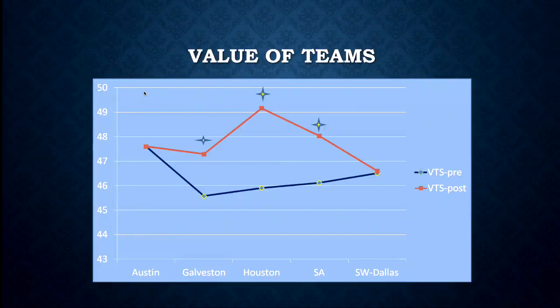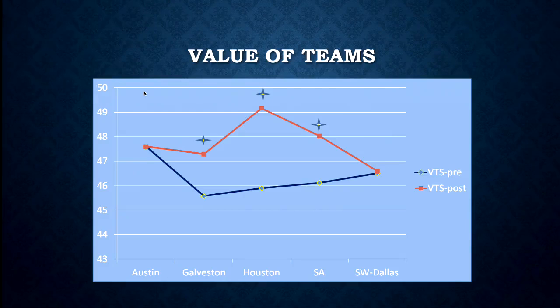The other thing we looked at was attitudes about the value of teams. Now, this is pre and post, beginning of clerkship and end of clerkship. Austin was high to start with, so there were no changes in Austin. No changes in Dallas, and Dallas really only piloted TBL. They had just a couple of sessions in a big curriculum. And Dallas is a really good program.